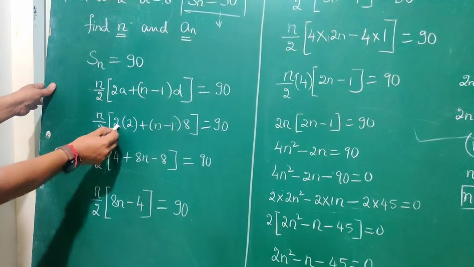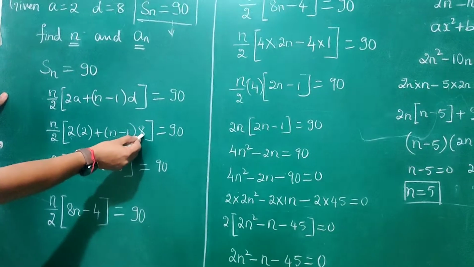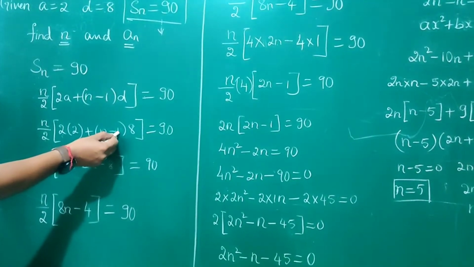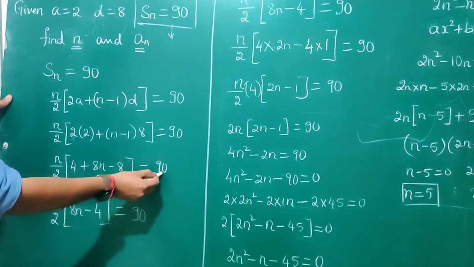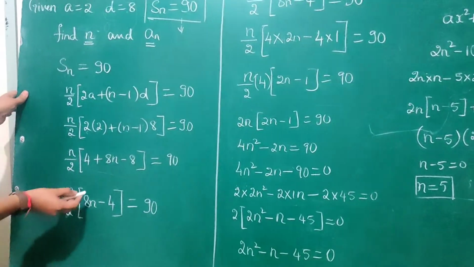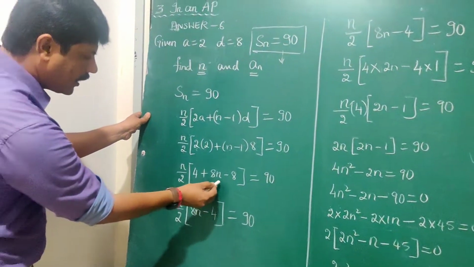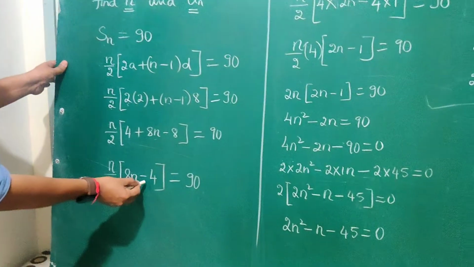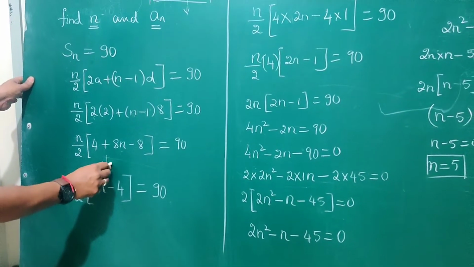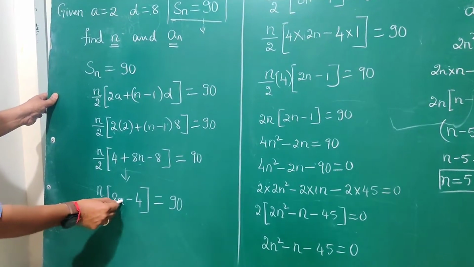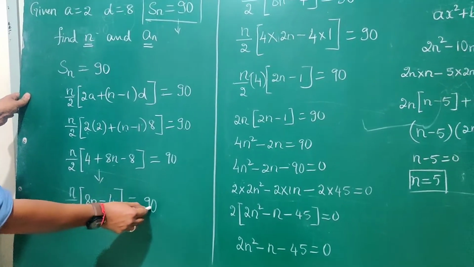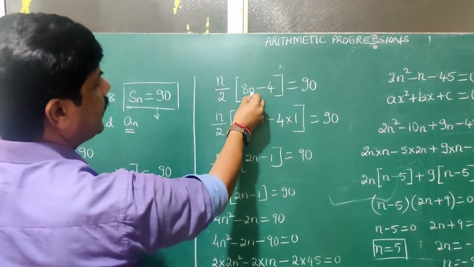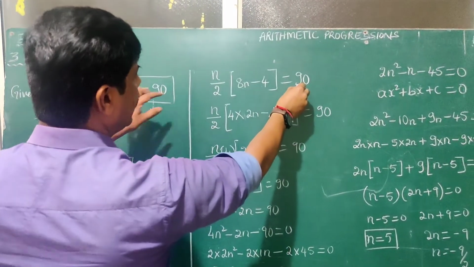N by 2, 2 into 2 is 4, plus multiply 8 with N minus 1, so that 8N minus 1 into 8 is minus 8, is equal to 90. N by 2 into 8N, write as it is, minus 8 plus 4 is minus 4. Thus, from this step, you will get N by 2 into 8N minus 4 is equal to 90.